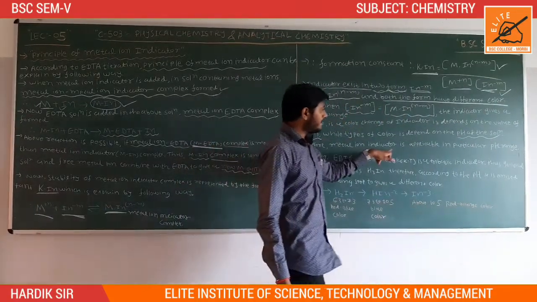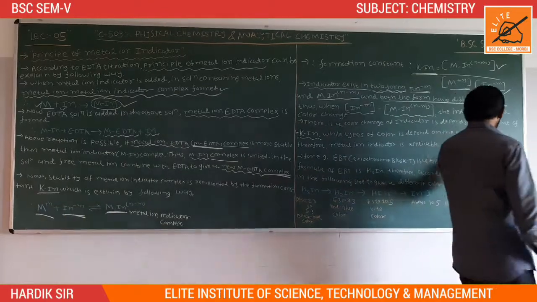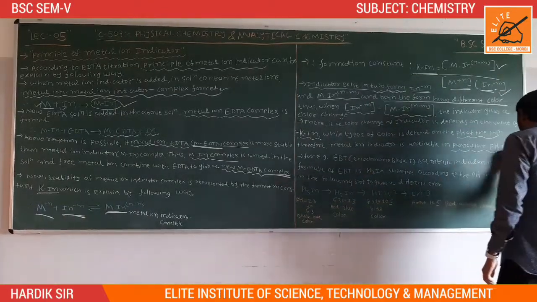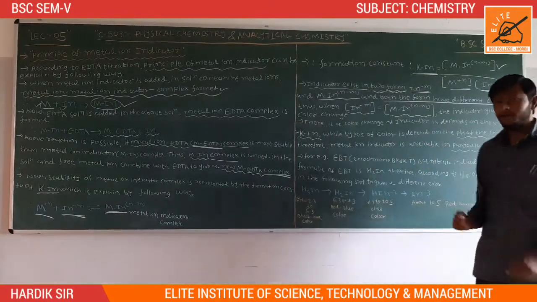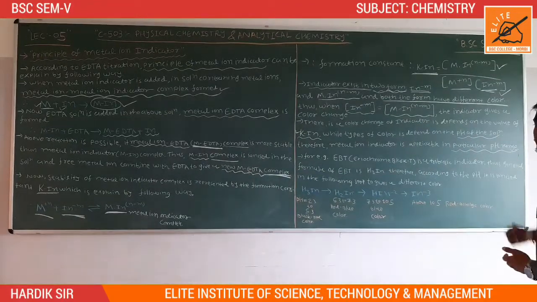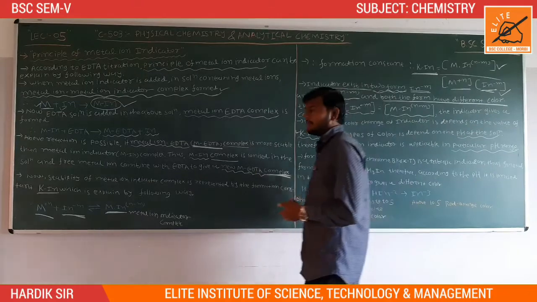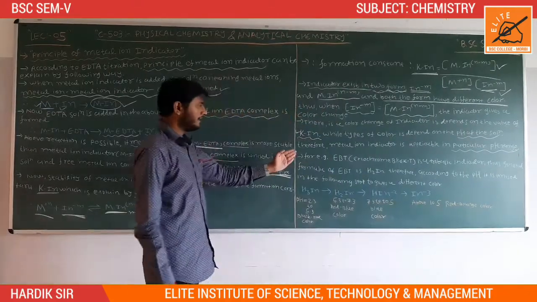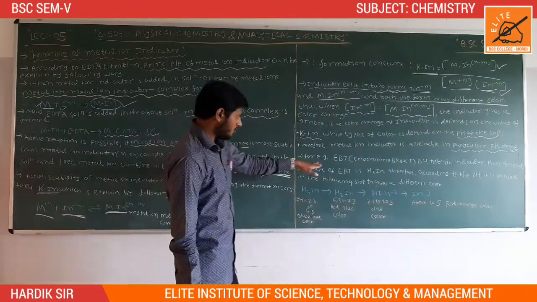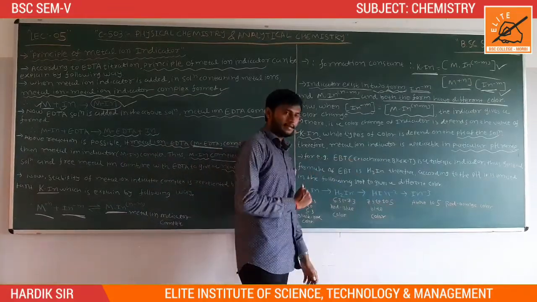Now, metal ion indicators are applicable in a particular pH range. Now we have learned about the example of Eriochrome Black T. Eriochrome Black T is a tri-basic indicator.